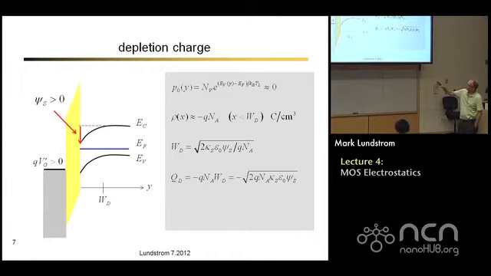The total amount of charge there is just the charge density. So minus Q times the density of dopants times the width of that region. That gives me the charge in coulombs per square centimeter.